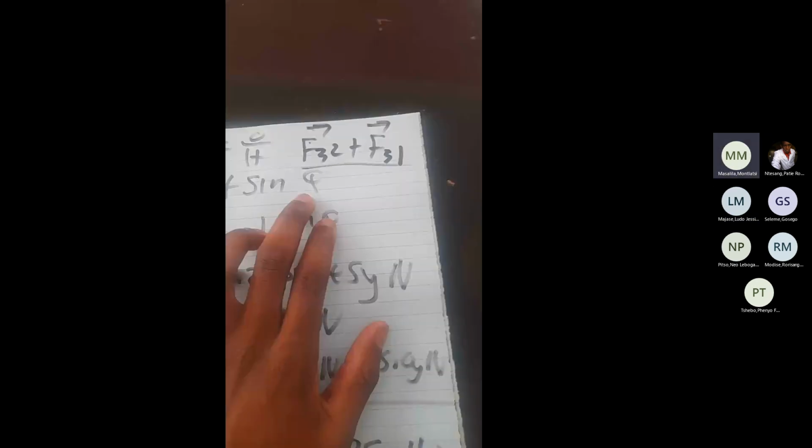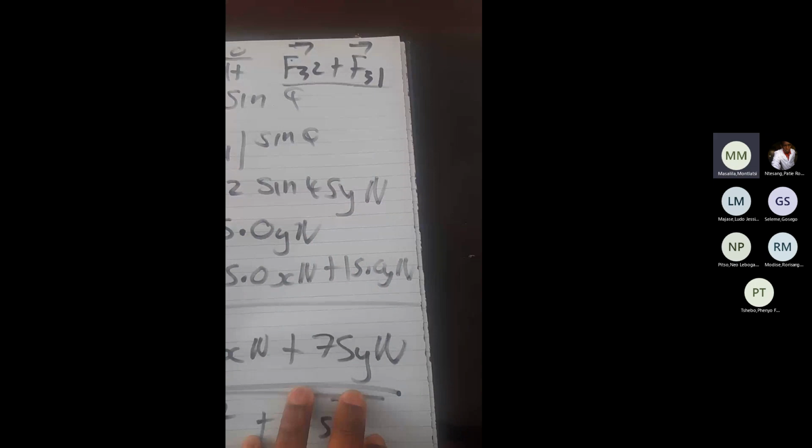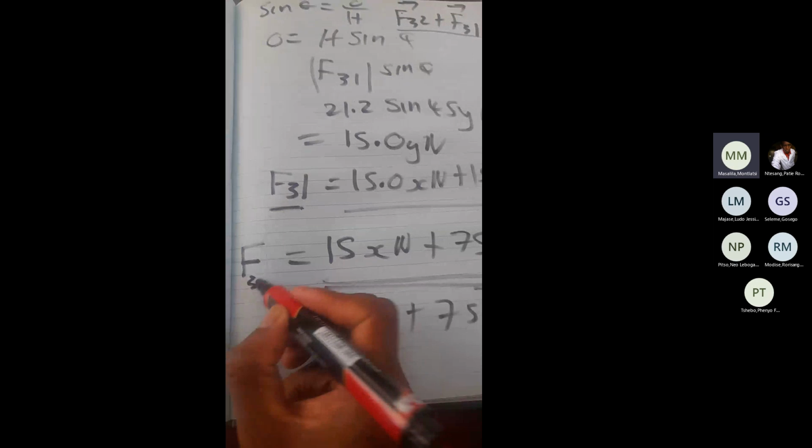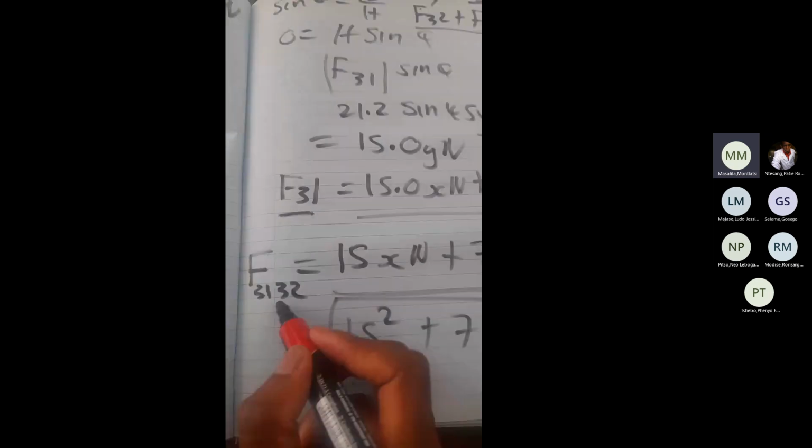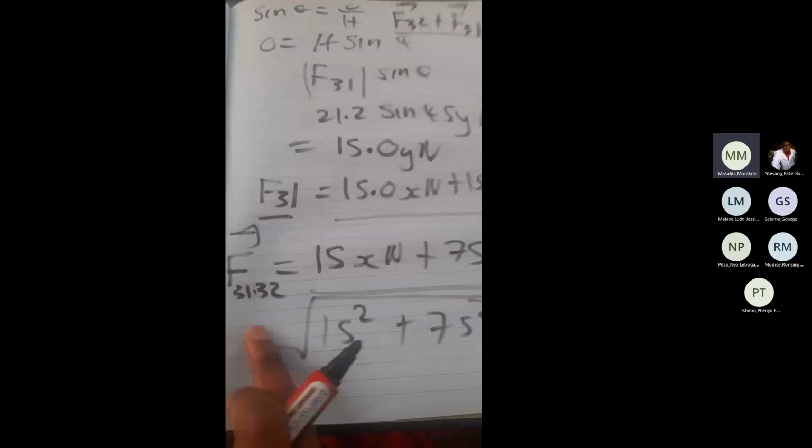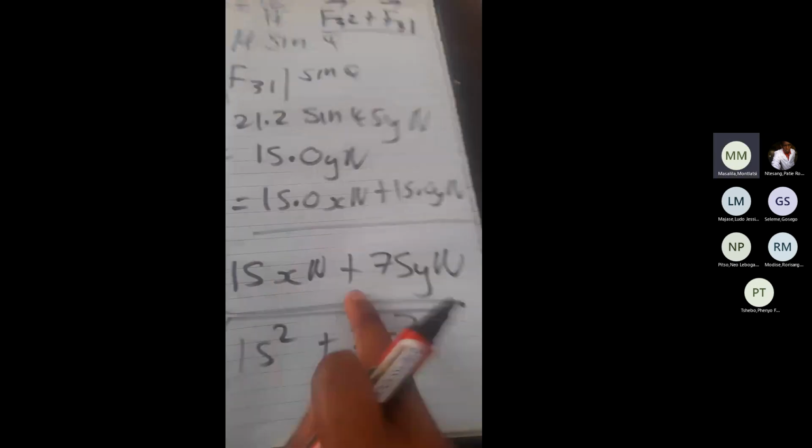When you add the vectors, you take the x component and add the x component first. Then after you add the x component, you add the y component, like here. Let's now add this vector, vector 3,1 and 3,2, again the 15x Newton plus 75y Newton. So this is a new vector.